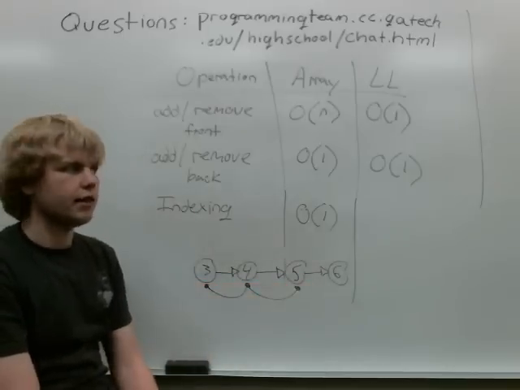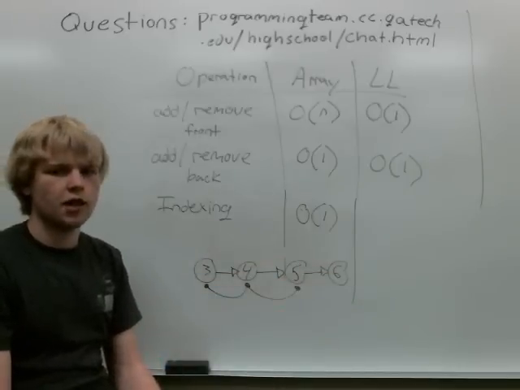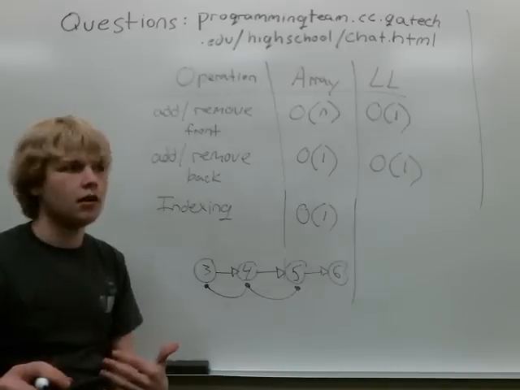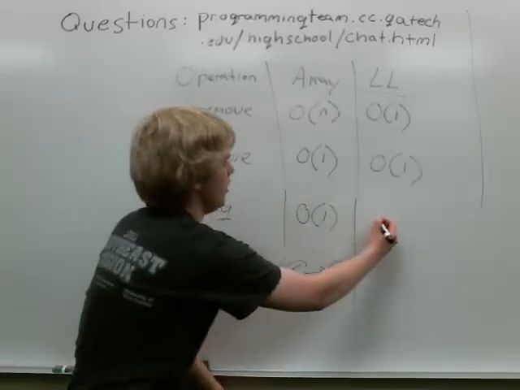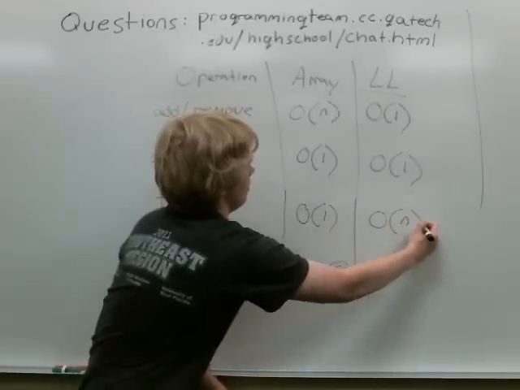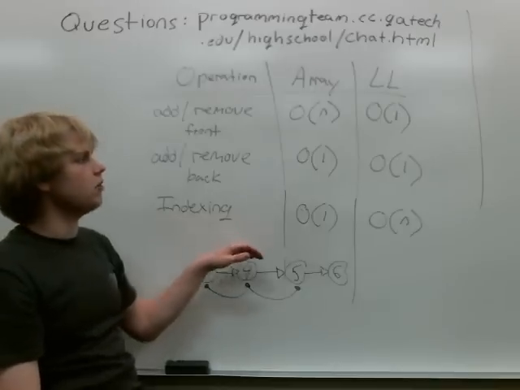So you can see that for a linked list, indexing could potentially be O of N, because you might have to look at every single element, or half of the elements, it'll be on the order of N. So here, when you need to index something, arrays are much better.